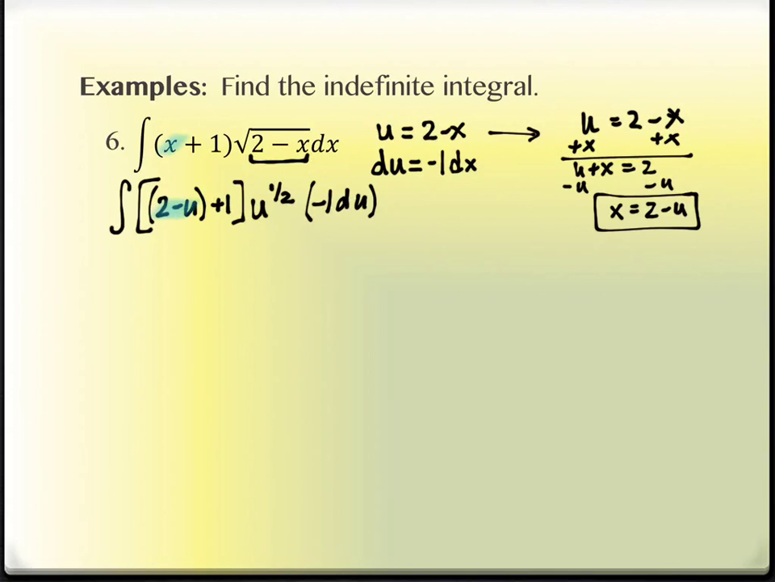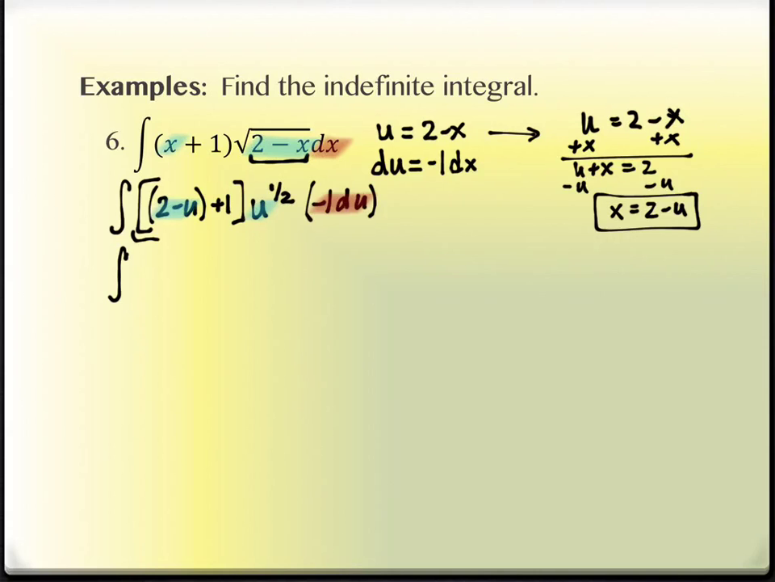So this x gets replaced with 2 minus u. This 2 minus u gets replaced with u. And this dx gets replaced with -1 du. I've made 3 substitutions in this problem. But I have everything now with u and no x's, right? Okay, let's clean it up a little bit, and I'll show you why this is a helpful step.